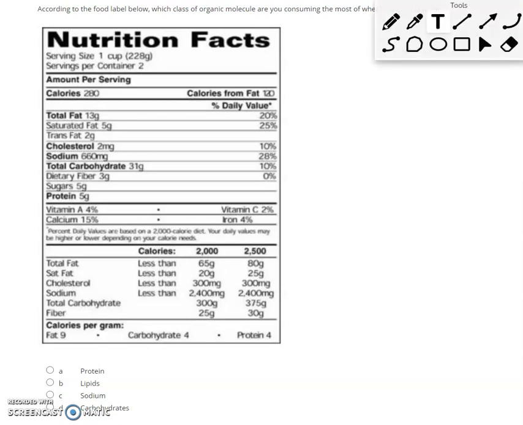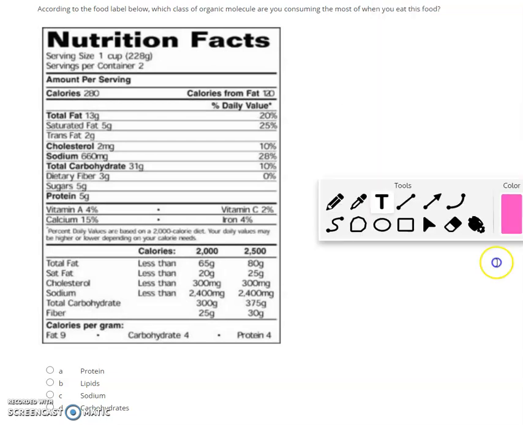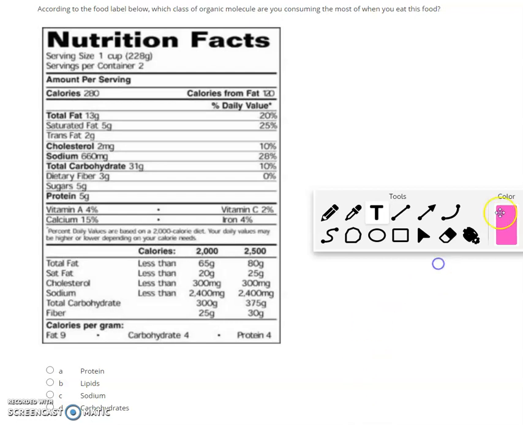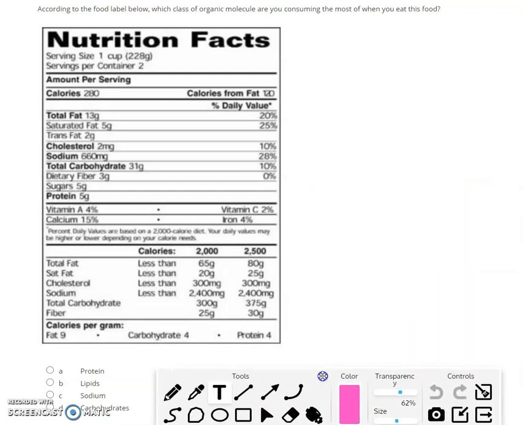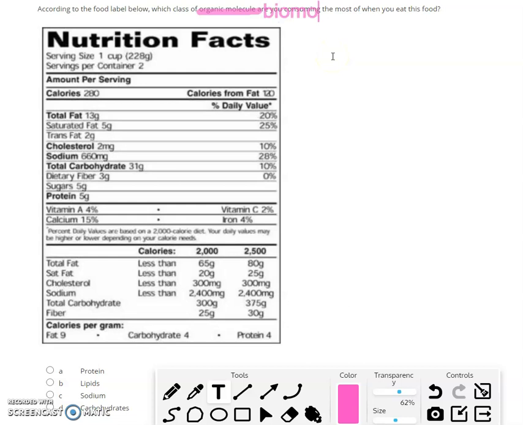According to the food label below, which class of organic molecule are you consuming the most of when you eat this food? Okay, so first of all, I want to highlight one important term that's up here, organic molecule. Remember that another word for organic molecule is a biomolecule, okay? And we've talked about biomolecules a lot. Those are our carbs, lipids, proteins, and nucleic acids.